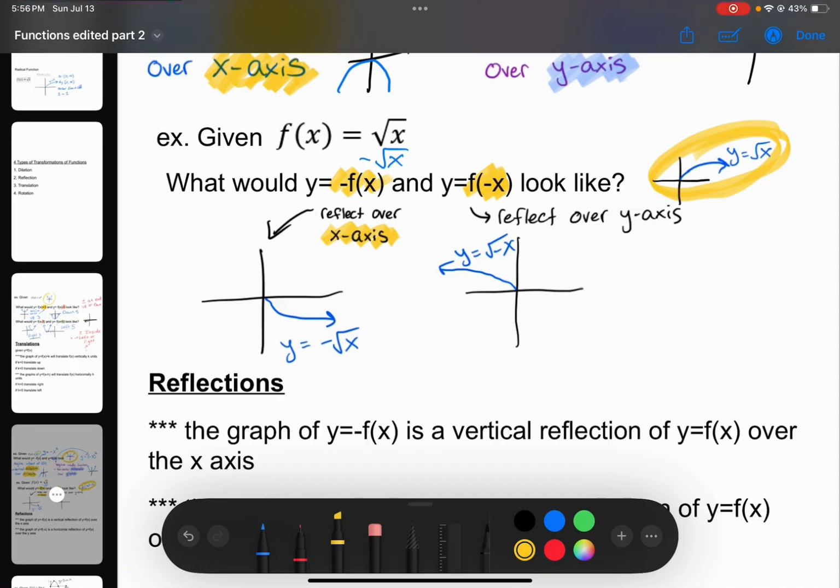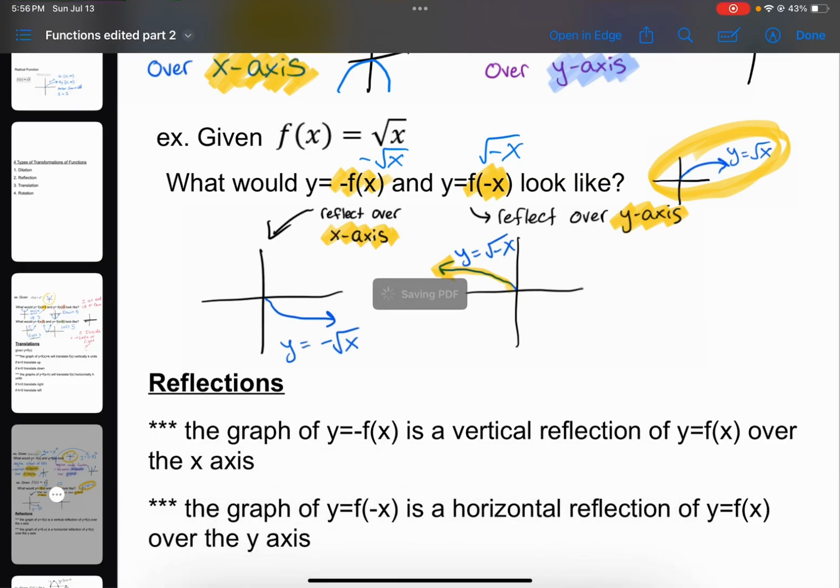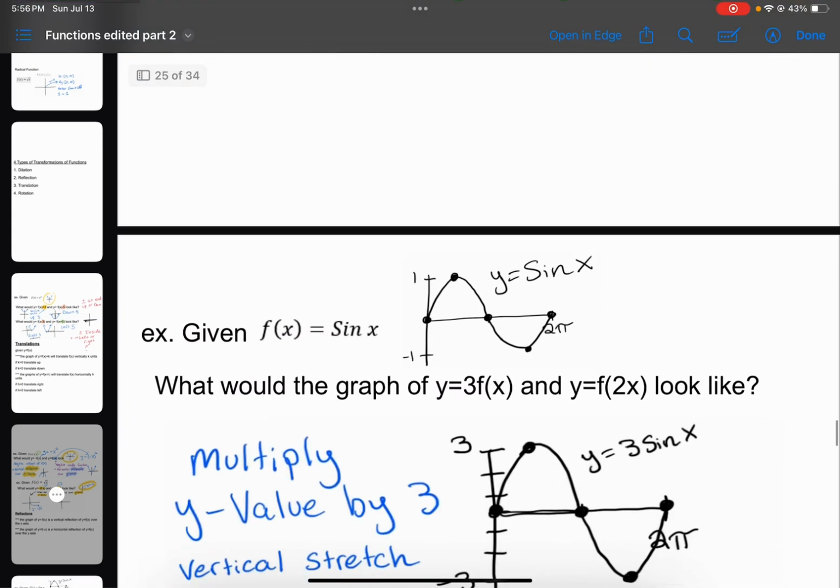Here the negative is inside of the function. So that would be if we had the square root of negative x. That's a reflection over the y-axis. So here's our function reflected over the y-axis. Okay, good to be familiar with this. And here we just have the rules written down for us.